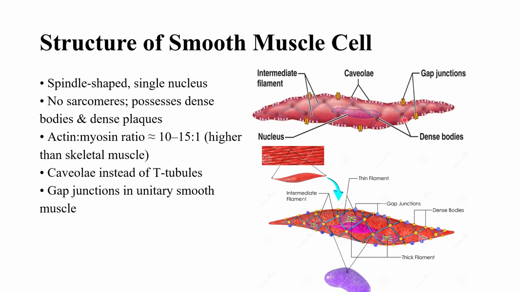These allow ions to pass directly from one cell to the next. This electrical coupling lets whole sheets of muscle contract as a coordinated unit, producing rhythmic waves of activity. Together, these features form the structural foundation that gives smooth muscle a slow and steady behavior.